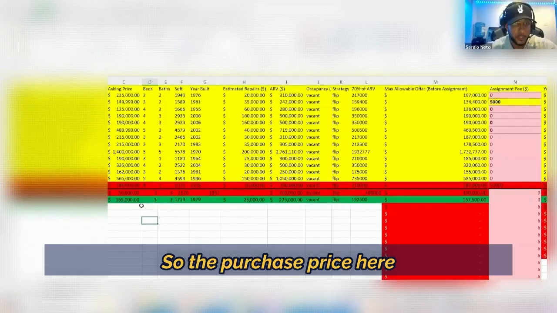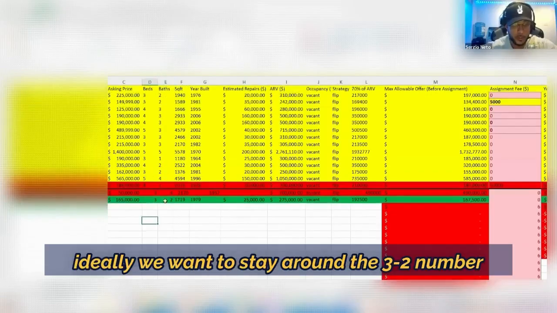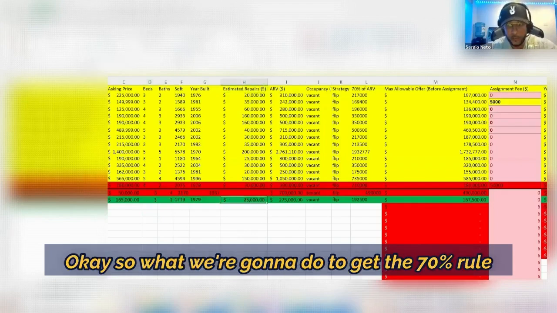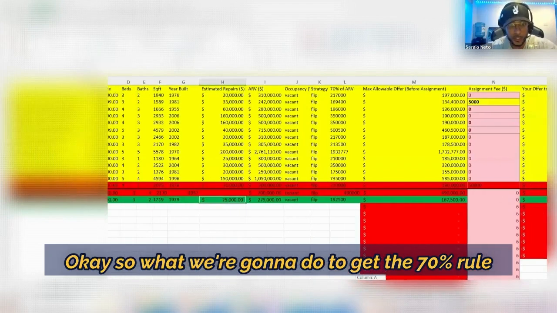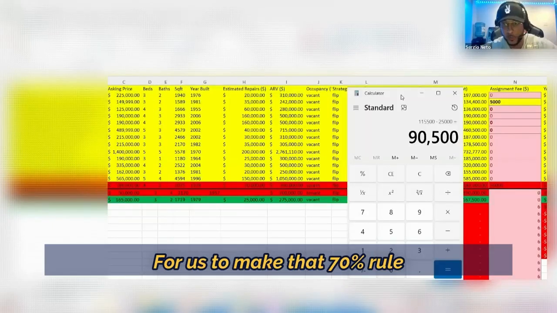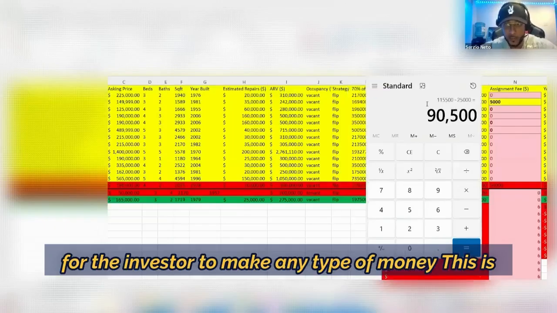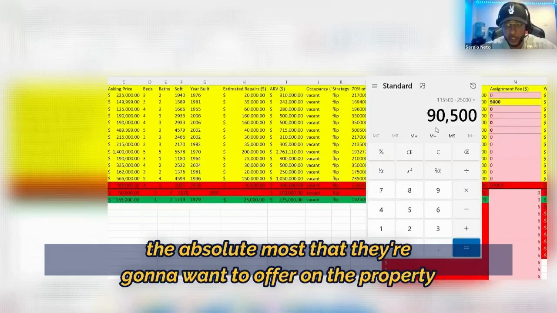So the purchase price here, the number of bedrooms, ideally we want to stay around the 3.2 number. Estimated repair values. Okay, so what we're gonna do to get the 70% rule, for there to be enough room for the investor to make any type of money, this is the absolute most that they're gonna want to offer on the property.